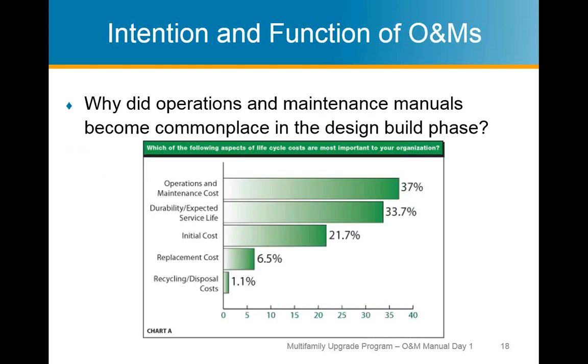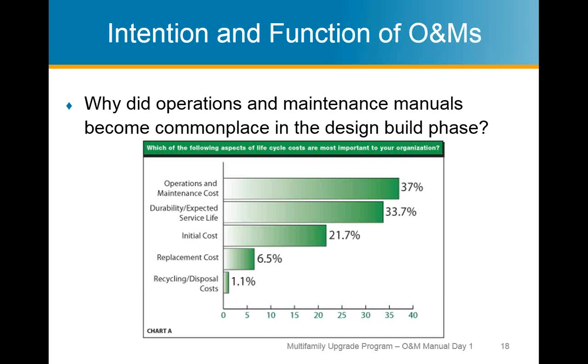So thinking about it another way, why did operations and maintenance manuals become commonplace in the design build phase? So we looked at this survey, and I'm not sure how many of you can read the green title bar of this graph, but I'll read it. Which of the following aspects of life cycle costs are most important to your organization?